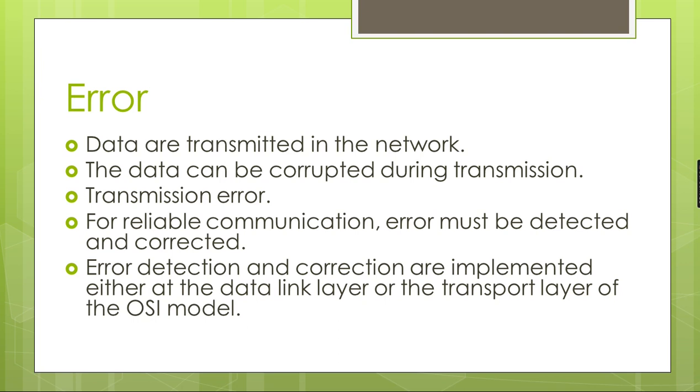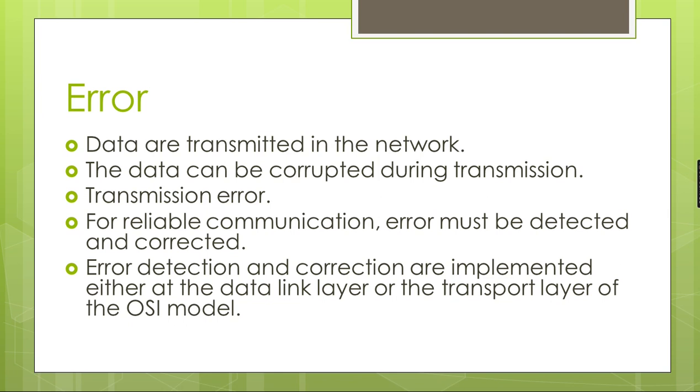Errors are nothing but what can occur when data is transmitted in the computer network. The data can be corrupted during the transmission, because while transmitting the data, unreliable transmission media are there, and if we get any kind of disturbance in the original data, then we say there are transmission errors. For reliable communication, errors must be detected and corrected. Whenever two parties want to communicate through the network, they should use reliable communication, and errors in the data must be detected and corrected.